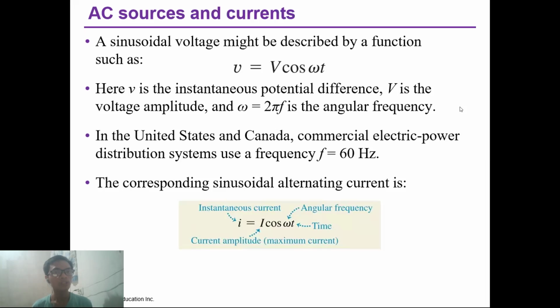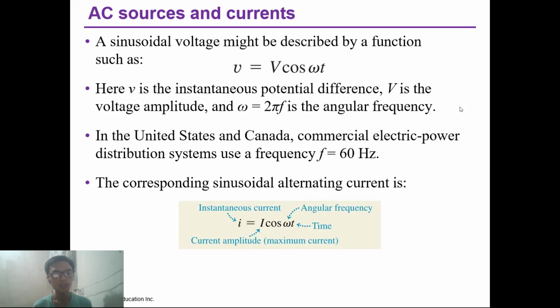A sinusoidal voltage might be described by a function such as v = V cos ωt. Here, lowercase v is the instantaneous potential difference, uppercase V is the voltage amplitude, and ω is equal to 2πf, which refers to the angular frequency. In the United States and Canada, commercial electric power distribution systems use a frequency f equivalent to 60 Hertz. And Hertz is the unit used for frequency.